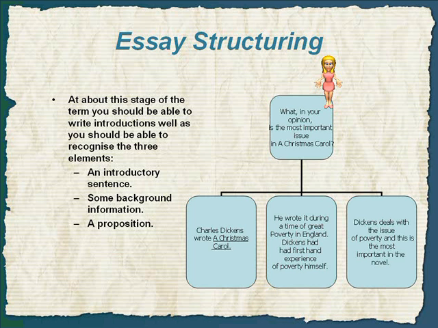Some background information. He wrote it during a time of great poverty in England. Dickens had had first-hand experience of poverty himself. Okay, that should keep you a little interested. And finally, you have the proposition at the end of the paragraph. Dickens deals with the issue of poverty, and this is the most important in the novel. Have I answered the question, what is the most important issue in A Christmas Carol? Yes, poverty is the most important issue in this novel.